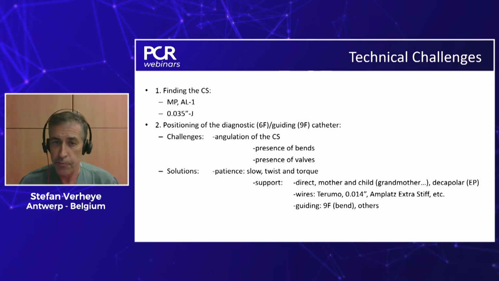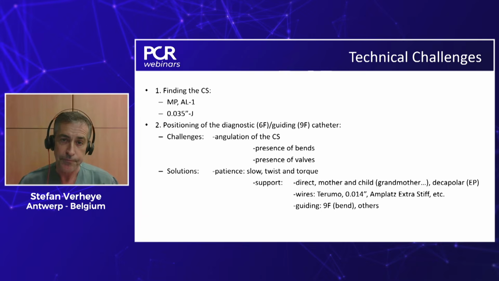But again, don't try to push it directly into the coronary sinus. Take your time, twist and torque. Eventually, you will get there. And if not, then you will have to go to grandmother-and-child and grandchild techniques where you have another supportive catheter. Or, if there's no way to get into the coronary sinus, you can always ask your EP colleague who is next door, can you come and help us with a decapolar catheter? We can try to handle it, but we are not that experienced in twisting that device.